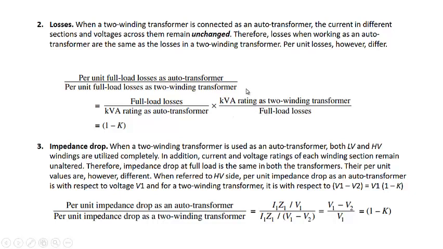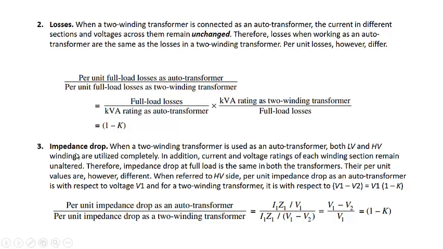It will come upwards. Then this full load loss, the same, will cancel out. It will be again the same thing. That is kV rating of the two winding transformer divided by kV rating of the auto transformer. So it will be 1 minus K. It will also be reduced: per unit full load loss as an auto transformer divided by per unit full load loss as a two winding transformer.